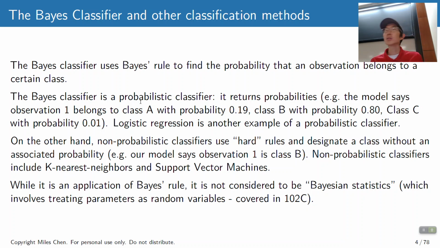There are other classification models that do not do probabilities. For example, a support vector machine, which we'll take a look at later, will say this is class A and this is class B, but there's no probability associated. K-nearest neighbors also gives you a class label. Technically, I guess you can do a probabilistic thing with k-nearest neighbors, but generally it's treated as a hard rule.